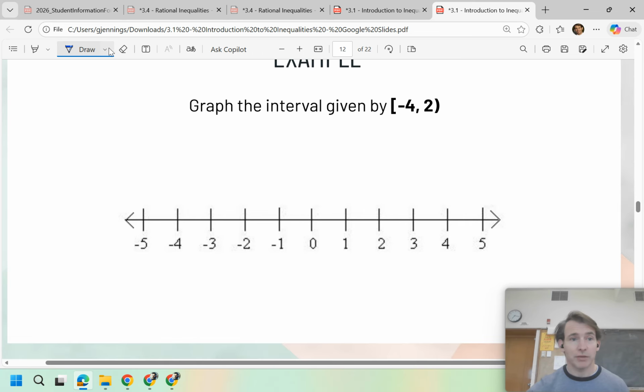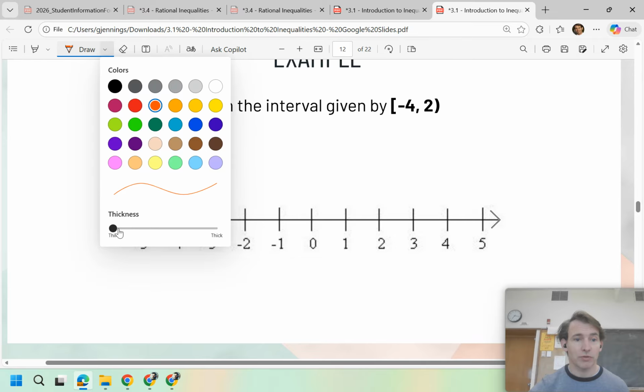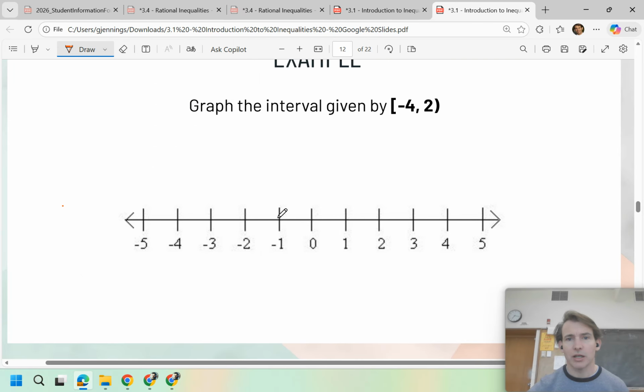How about this? Let's go orange for fun. I like a little fatter for these. Not that fat. Come on. Like that. That's good. So minus 4, we're including that. So we're going to color that in. Go all the way to 2, and we don't include it.